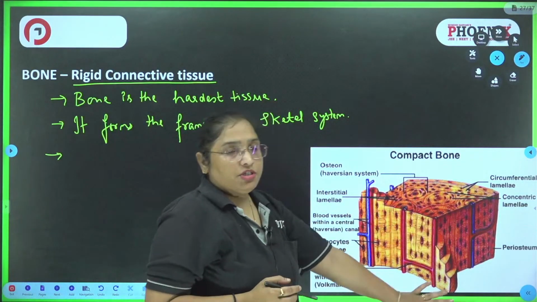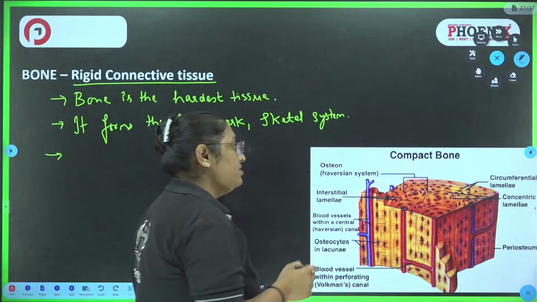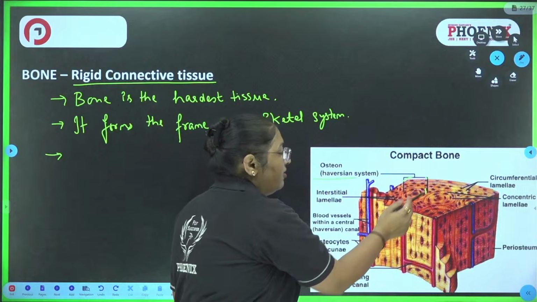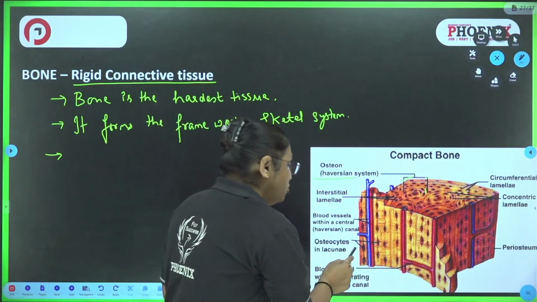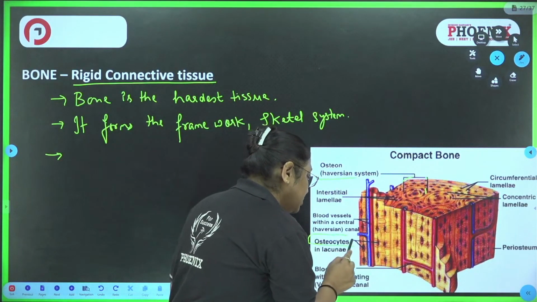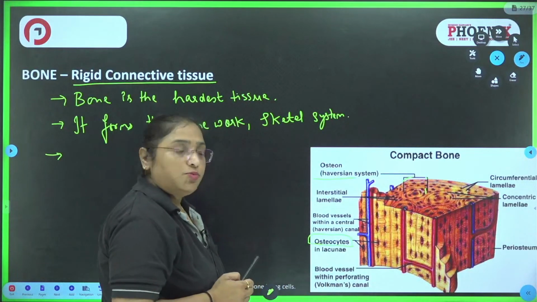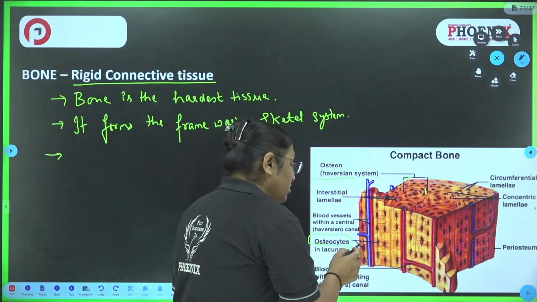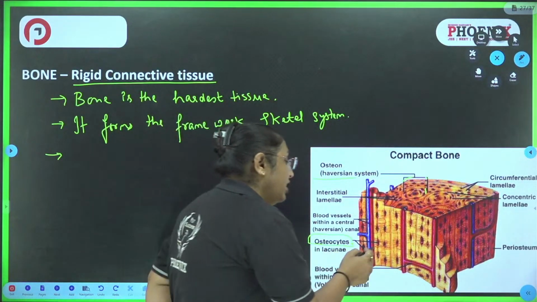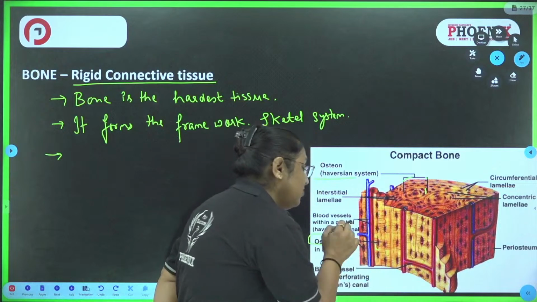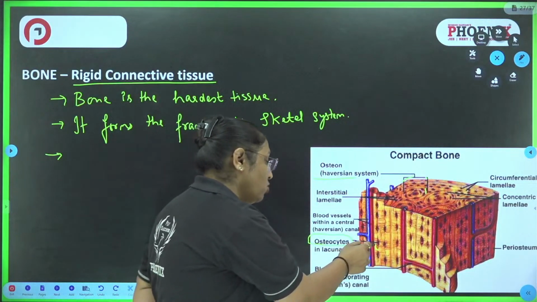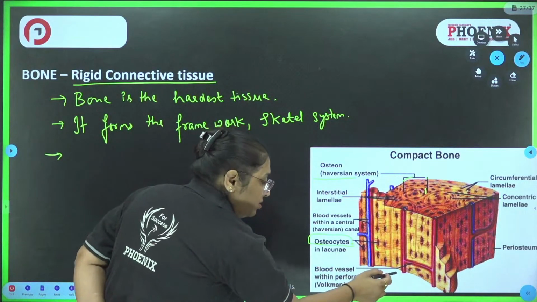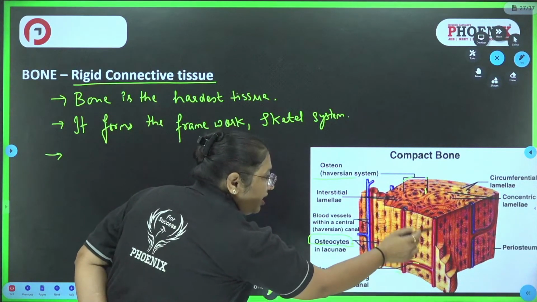If we look at the structure of bone, we can see here the Haversian system. This whole thing is the Haversian system. And osteocyte, what is osteocyte? It is a type of cell which is present in the bone. There are 4 different types of cells. Here we are talking about the osteocyte, and the lacunae, which is the hollow space where we can see the osteocytes. Also there are blood vessels within the perforating canal.